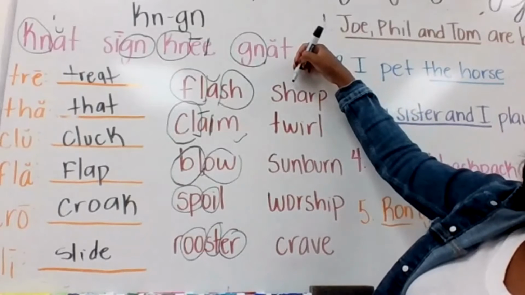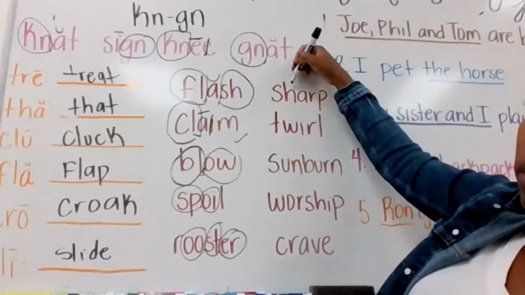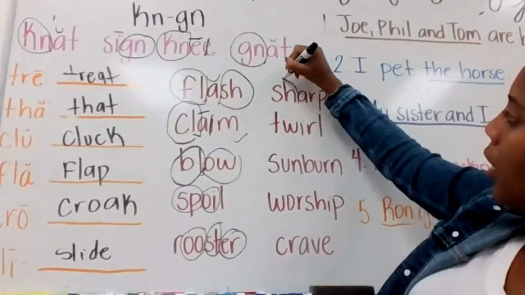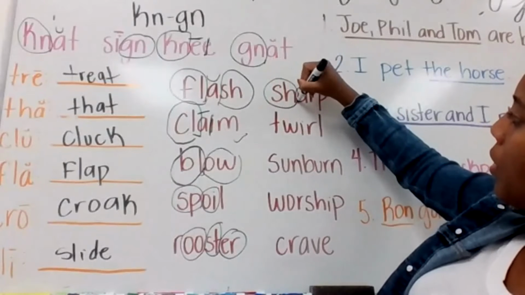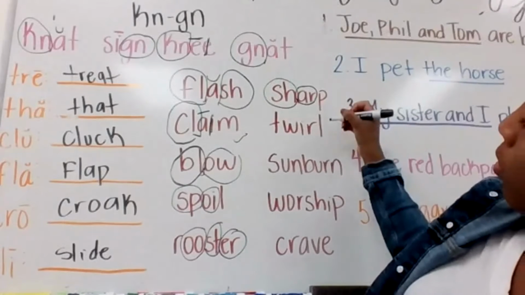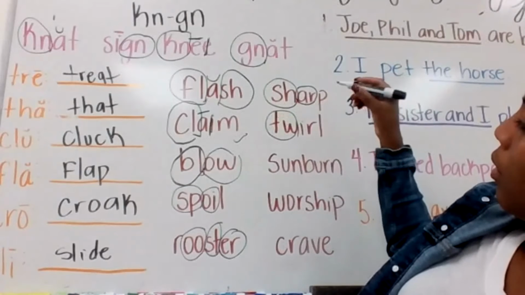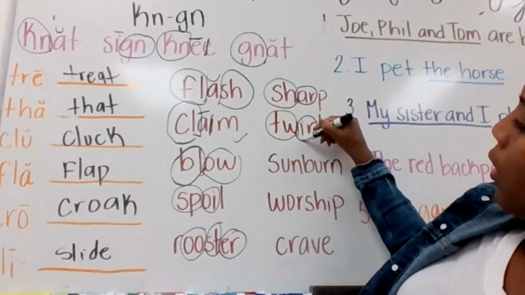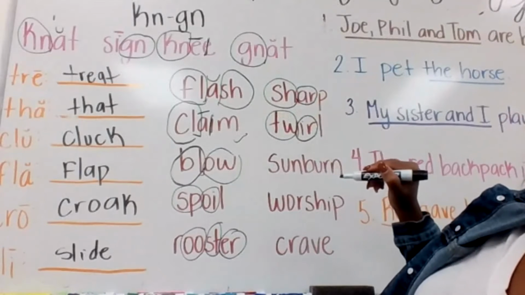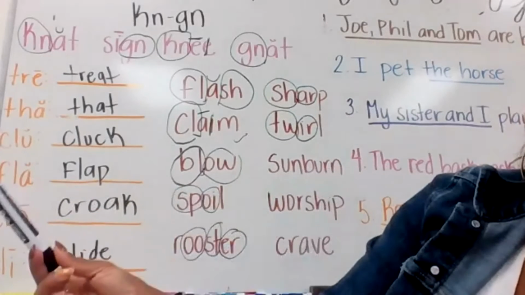Next one, Avaya. S-H and A-R. What's the word? Sharp. Good. Faith. T-W. Circle T-W and I-R. Good. What's the word? Twirl. Good. Okay. All right.